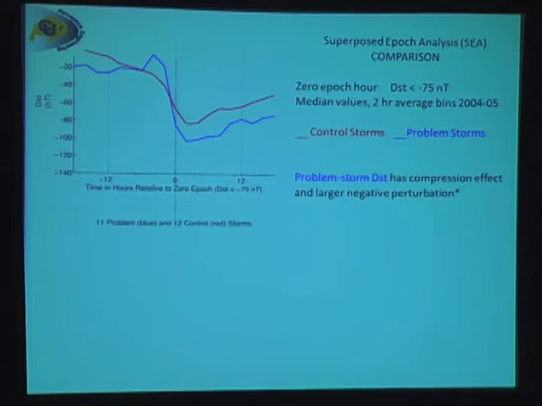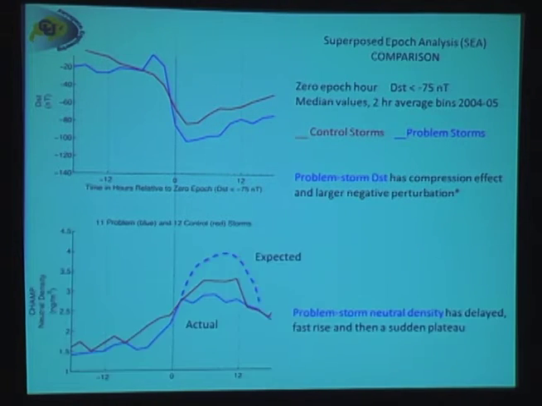So let's take a look at a group of storms that Space Command gave me. The blue are the problem storms, indicating they didn't behave quite as expected. And the red are the control storms, equal numbers of storms, those storms interspersed that essentially were well forecast. You notice that the problem storms have two things. They have that very strong pulse at the beginning, and they tend to be stronger. So what do we expect with a stronger storm? We expect more neutral density upheaval.